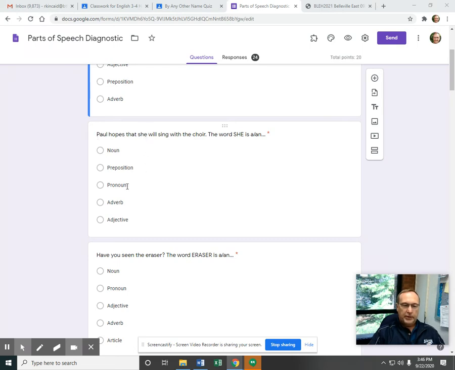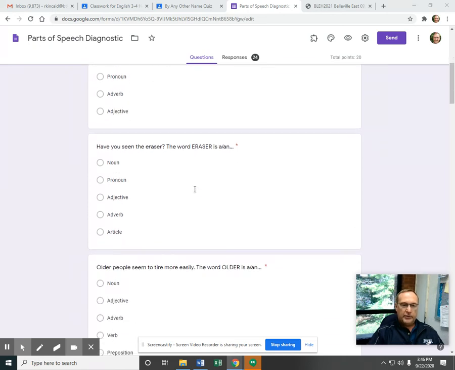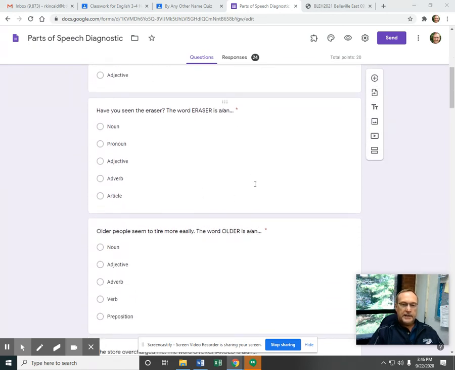So keep in mind that a pronoun takes the place of a noun. And so we don't have to keep repeating the name of a person or that same noun over and over and over. That's what pronouns are. The next one says, have you seen the eraser? And the word eraser is a noun.